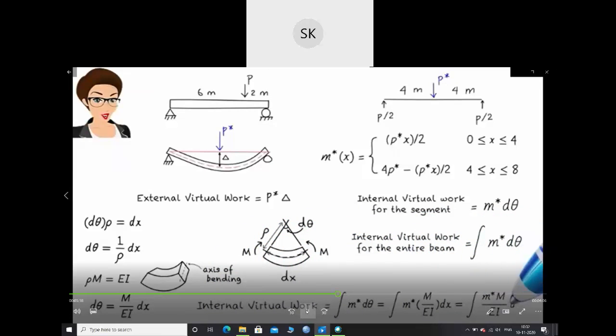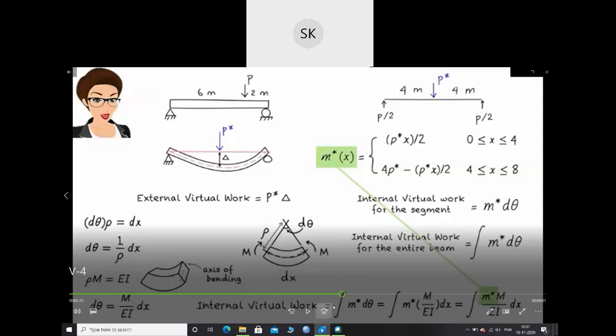So it is important to keep in mind that your internal work will be m star into d theta, where m star is the bending moment equation. Generally, you can derive the moment equations from the shear force bending moment diagram classes. You can get the moment equations for different types of beams. For different sections, different parts, you will get the moment equations into d theta. From the bending equation we have d theta equals m by EI dx. So we can place m by EI dx there.